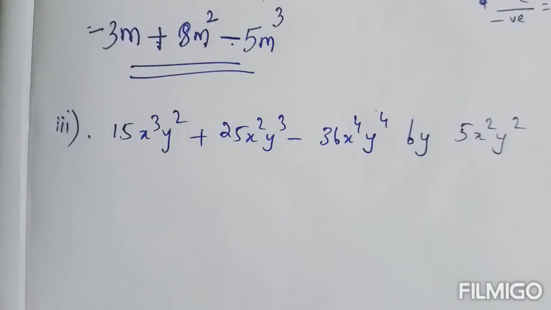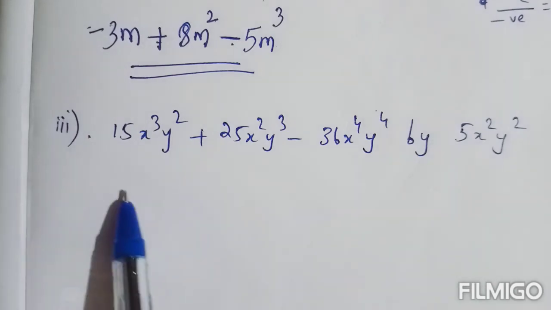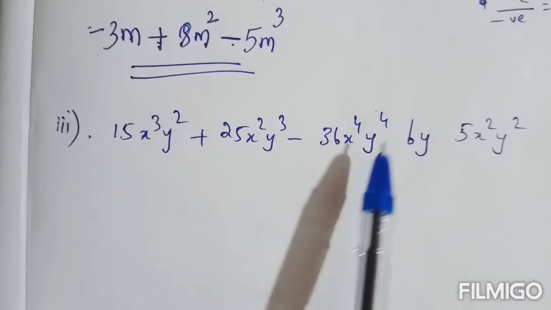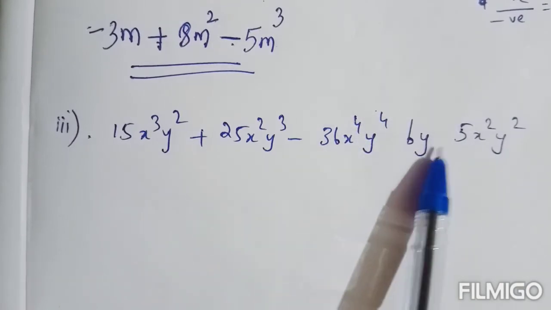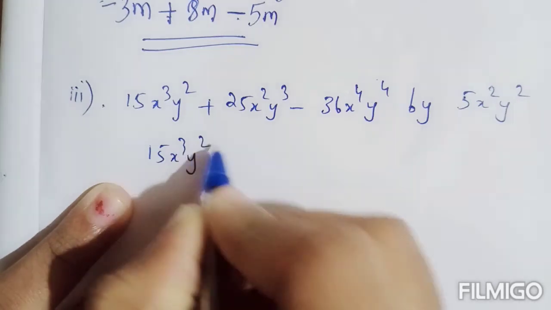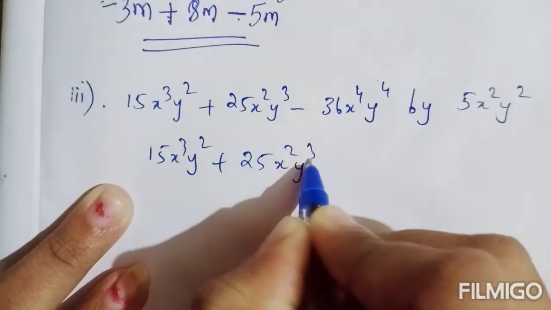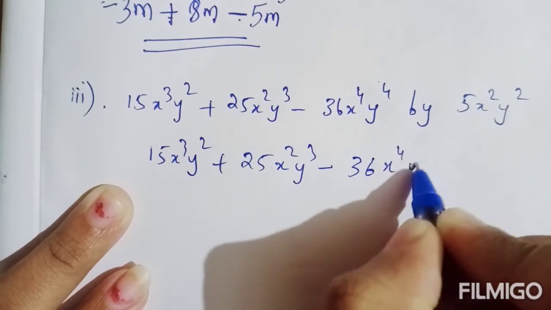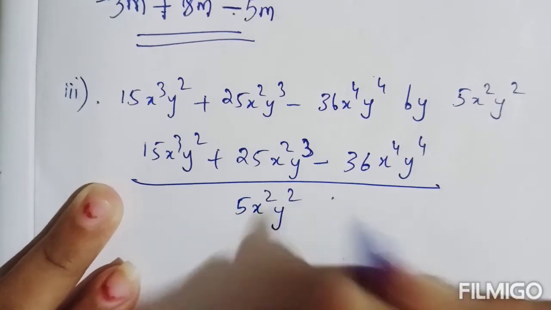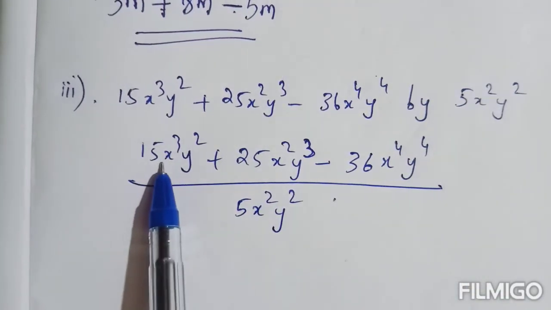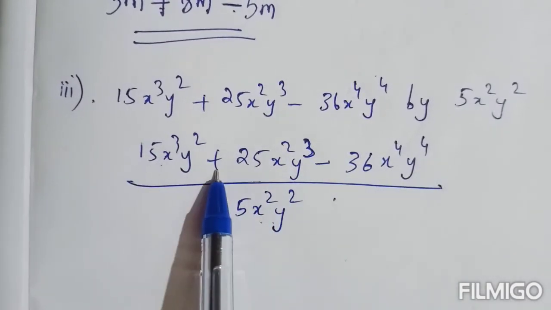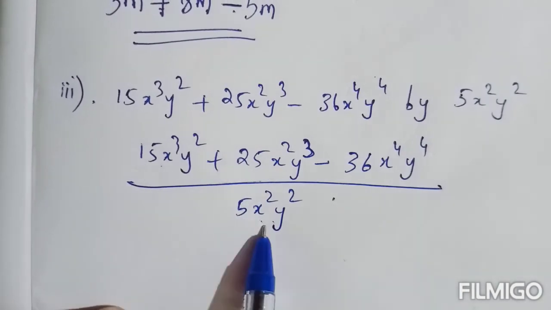In the third one, 15x cube y square plus 25x square y cube minus 36x raised to 4 y raised to 4, you have to divide by 5x square y square. So what to do? Just divide all the terms of the polynomial by this monomial.